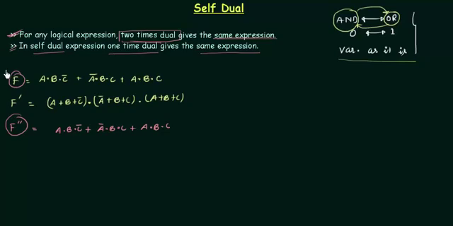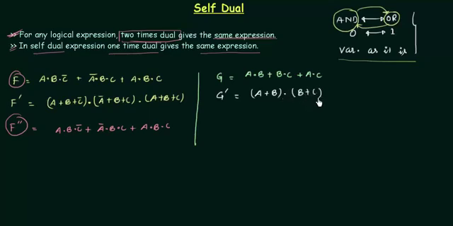Let's start the problem number 2, in which we will take the dual 1 time and we are going to have the same expression. We will call the function g, and it is equal to a and b, or b and c, or a and c. So this is what we have, and we are going to take the dual only 1 time, and let's see if we have the same expression or not. G prime is equal to A or B and B or C and A or C.